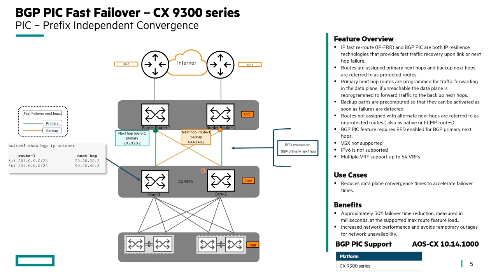We do not have support for VSX between the 9300s, as I mentioned previously, nor for IPv6. We've got a scale for VRFs of up to 64. The use case is that it reduces the data plane convergence times to accelerate failover, and of course our benefit generally is faster failover. As I mentioned, we've seen a minimum of 30% improvement in failover times in our testing. This was measured in milliseconds at the supported maximum route feature load. So if you're under the maximum feature load for these features, then you're likely to get faster failover times. So this is all supported in 10.14.1000 BGP PIC for the 9300 series.